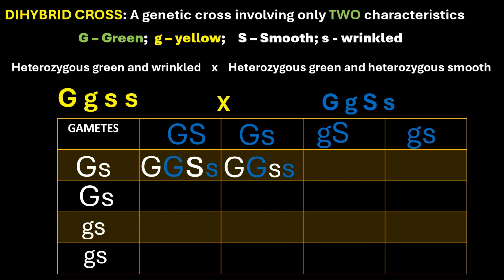Now you must be able to interpret the phenotype of these zygotes or the offspring. So the first one is going to be green and smooth. The second one is going to be green and wrinkled. And then it continues this way and continues that way. So this is how you do it. You can finish up with the rest, which is key and very important for mastering the concept.